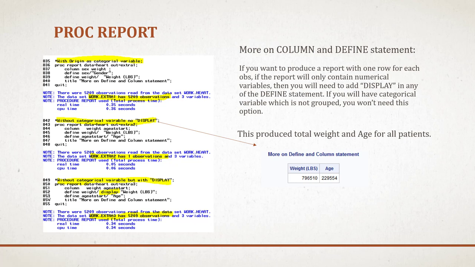This example is for the usage display option for the define statement. If you want to produce a report with one row for each observation, and those variables in the report are going to be all numerical, then you will need to add display in any of the define statements. Otherwise, the procedure will give a summary from all observations. If you have any categorical variable which is not grouped, you won't need this option. The out equals option generates a SAS dataset from the procedure. So first, let's look at the SAS code.